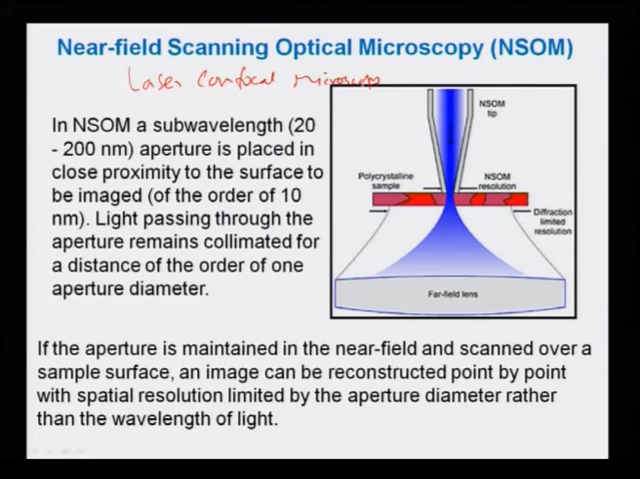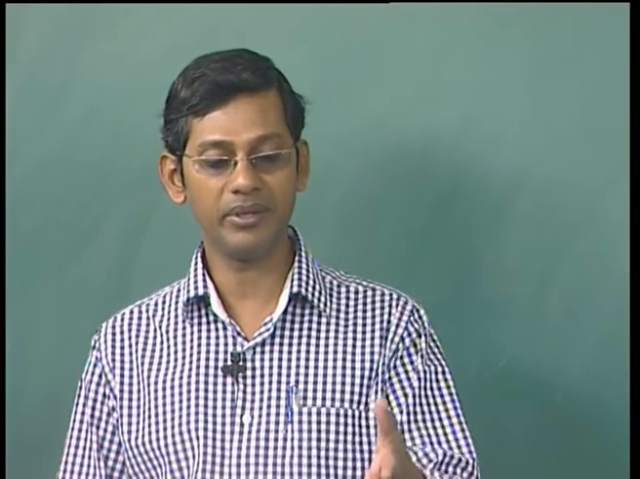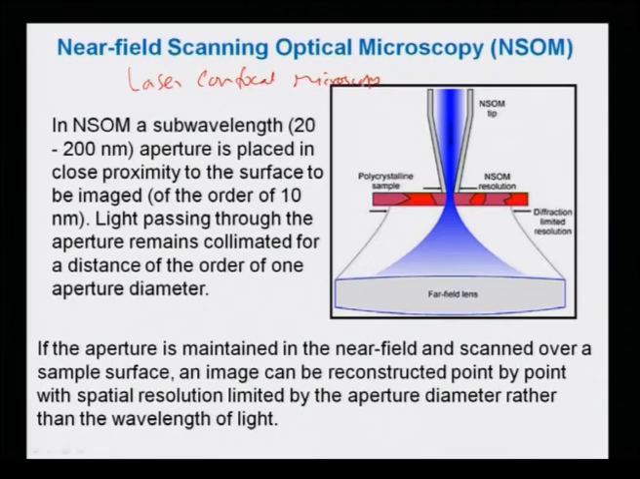Actually, it can be placed very close, of the order of 10, 20 nanometers. And then if you allow the light to pass through this aperture, it will remain collimated for a distance of the order of one aperture diameter, because it is very small. The aperture diameter is of the order of 20 to 200 nanometers. If the aperture is maintained in the near field position and scanned over the sample surface, the image can be reconstructed point by point with a spatial resolution limited by the aperture, not by the wavelength of the light, because the aperture is smaller than the wavelength of the light here.